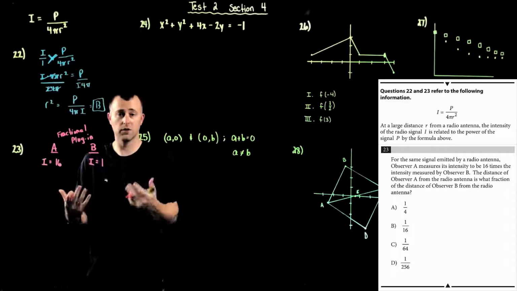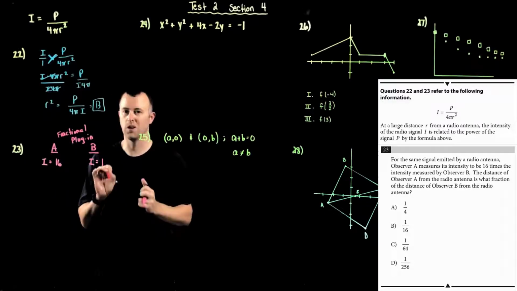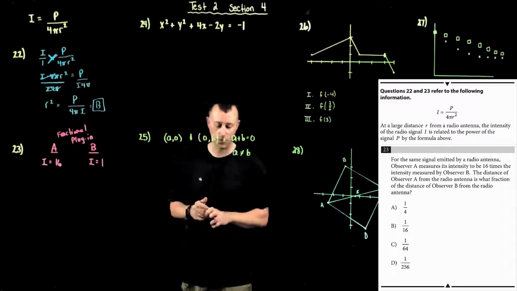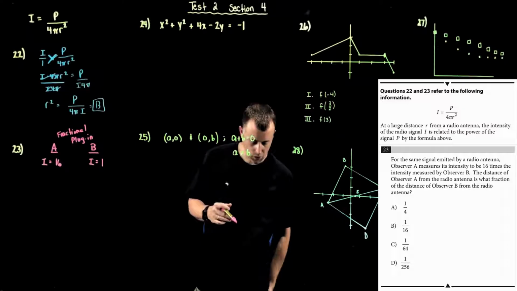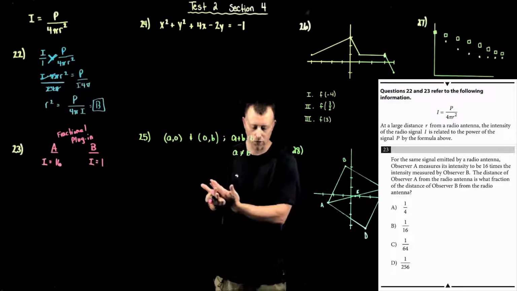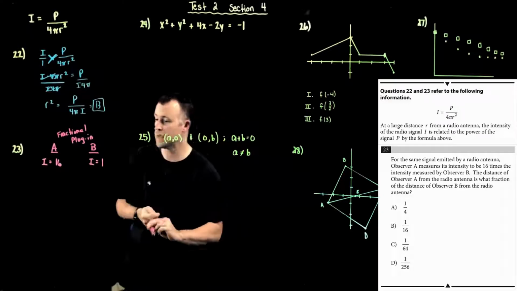It doesn't, just because they're saying in terms of x doesn't mean you have to plug in, but it's an option. So now that we have that out of the way, let's go back to the problem, what we're trying to plug in. So we need to find r, because they're saying the distance of observer A from the radio antenna is what fraction of the distance of observer B.